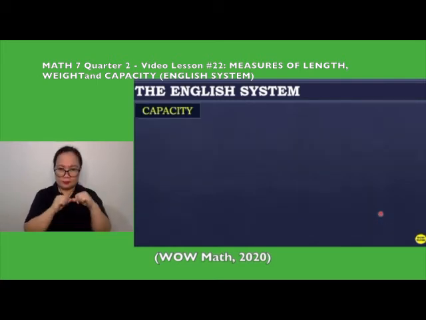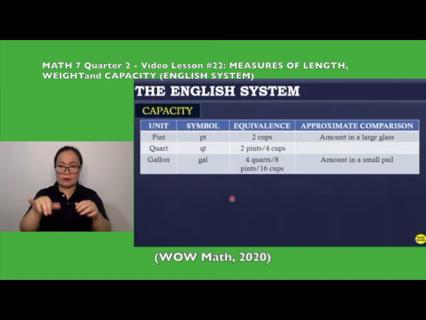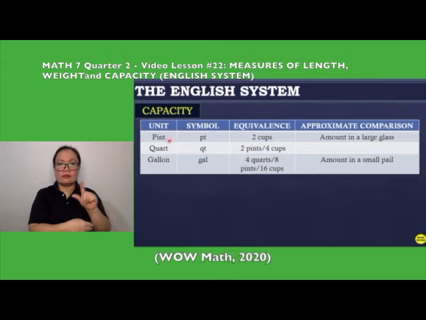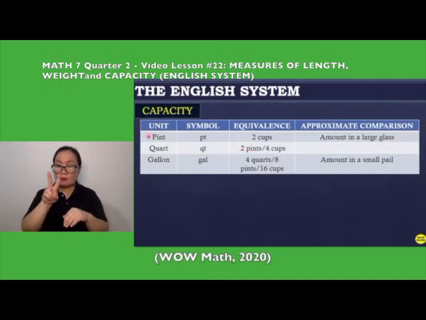Next, let's proceed to the weight measures of capacity in the English system. So, ito naman po ang kanyang table of equivalence. We have the units pint, quart, gallon. So, this is read as pint. Okay? Where the symbols are PT, QT, and GAL. Okay. So, pint is equivalent to 2 cups and quarts is equivalent to 2 pints. So, kung meron kang 2 pints, ibig sabihin, kung ang 1 pint ay 2 cups, therefore, ang 2 pints ay 4 cups. Kaya, this is also equivalent to 4 cups.